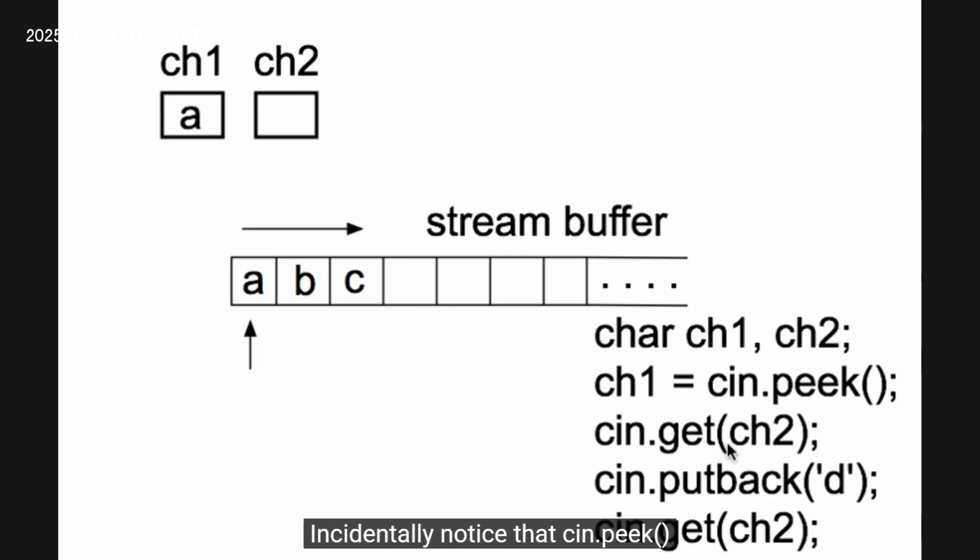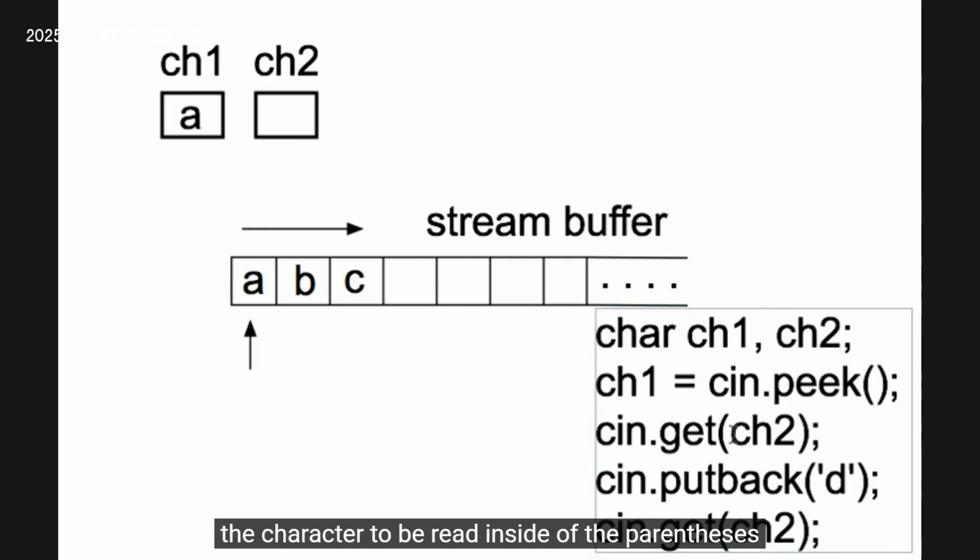Incidentally, notice that cn.peek uses a different style. With get, we have the character to be read inside of the parentheses. With peek, we can't do that. With peek, we have to use an assignment statement and store it to the left side of that assignment statement. You're not allowed to put any characters inside of the parentheses with peek. You'll get a syntax error.